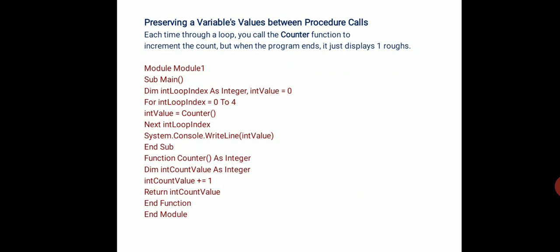See, the problem is, each time the function counter is called, the variable int count value is initialized. Each time it is initialized, the incremented value will not be preserved inside the function. So inside the function, int count value is incremented by 1, and again when it goes back to the calling program, it will not retain the value.